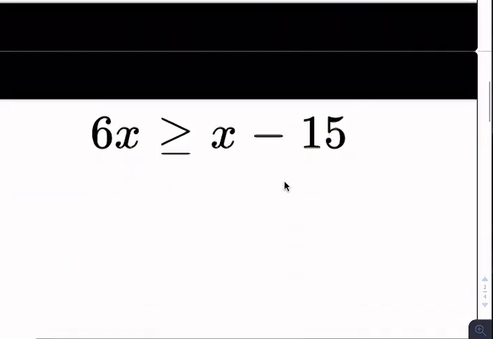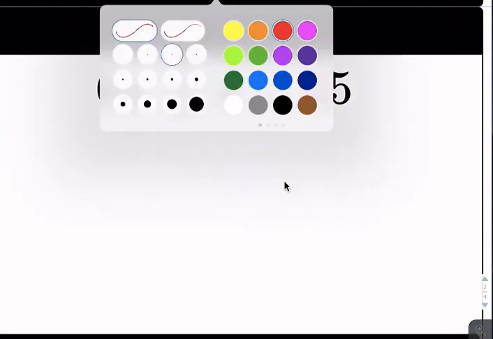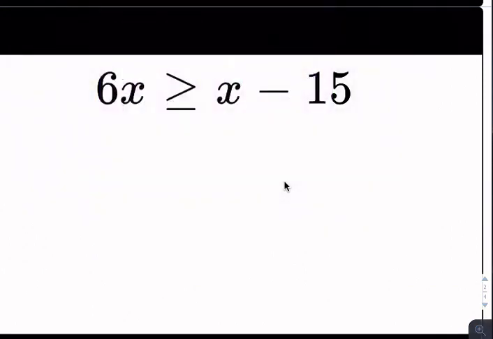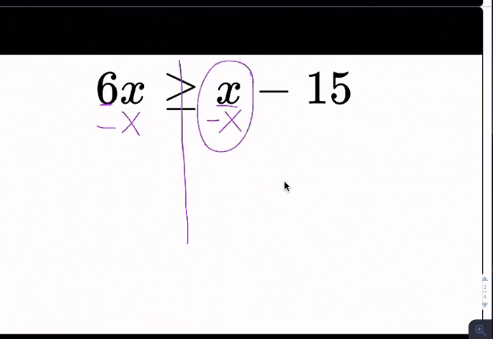So let's try another example. I'm going to do the same thing. I'm going to draw my line through my greater than or equal to sign. This time I have x on both sides, so I do need to get x alone. I have 6 positive x's on the left side, and I have 1 positive x on the right. So I'm going to get rid of the 1 positive x because there's more positive x's on the other side. So I'm going to subtract x from both sides. I got a 0 pair there. 6x minus x.